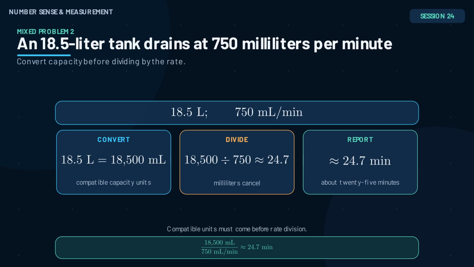A tank holds 18.5 liters and drains at 750 milliliters per minute. Convert liters to 18,500 milliliters. Divide by the rate. Milliliters cancel, leaving approximately 24.7 minutes. An estimate of about 25 minutes confirms the scale.